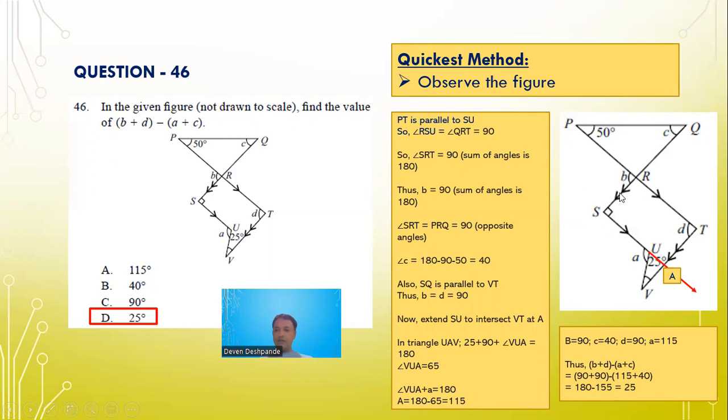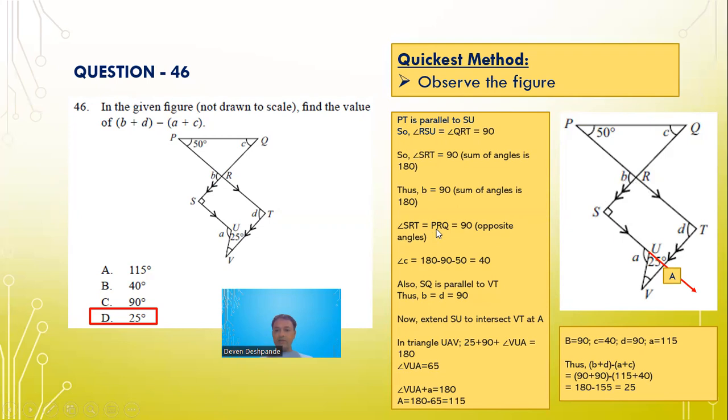This is the transversal, and these are parallel lines. The sum of the angles is 180 degrees. So if angle S is 90, then angle SRT also is 90. So if this is 90, this also will be 90, isn't it? Because of the opposite angles. So B will also be 90, because these are again the corresponding angles. So the sum of these angles is again 180. So if this angle is 90, this angle B also should be 90, because the sum of these angles is 180.